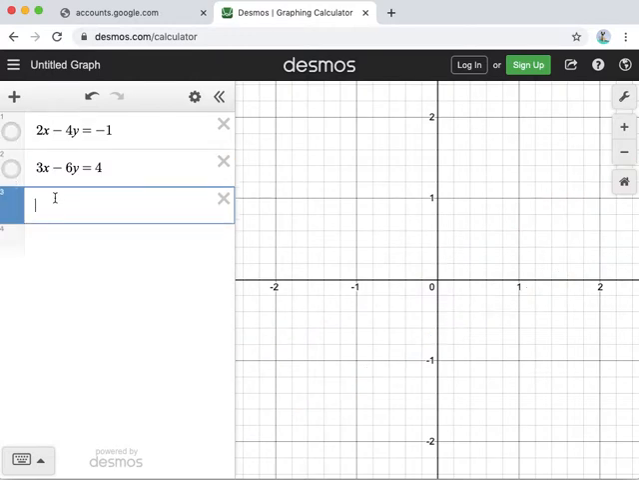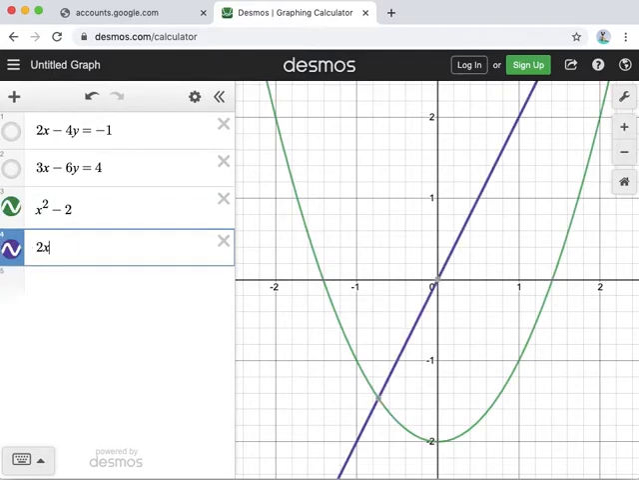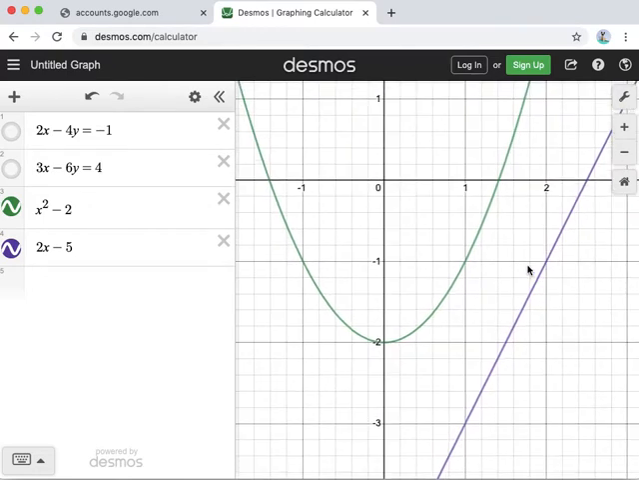The second one is going to look like this. If we type in x squared minus 2, we have this parabola. And if we type in 2x minus 5, we have a line this time. Again, you can see in these two that they do not intersect. And again, the theme of this section is if the graphs do not intersect, they do not have a solution.